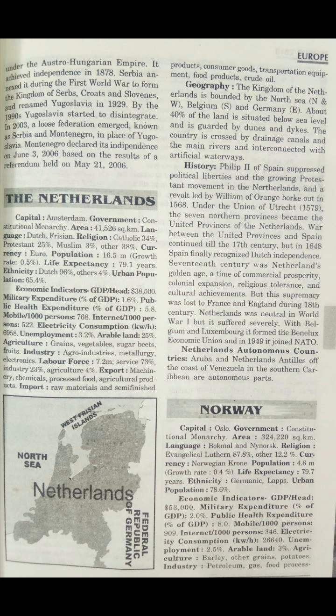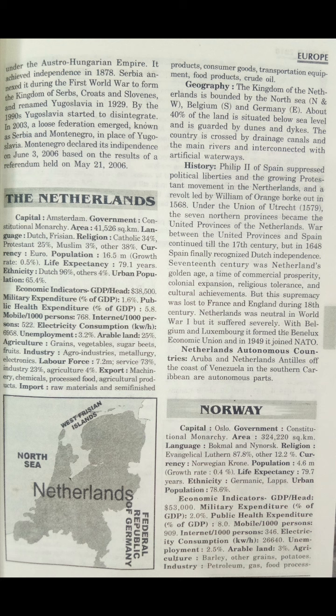History: Philip II of Spain suppressed political liberties and the growing Protestant movements in the Netherlands, and a revolt led by William of Orange broke out in 1568. Under the Union of Utrecht in 1579, the 7 northern provinces became the United Provinces of the Netherlands. War between the United Provinces and Spain continued till the 17th century, but in 1648, Spain finally recognized Dutch independence.